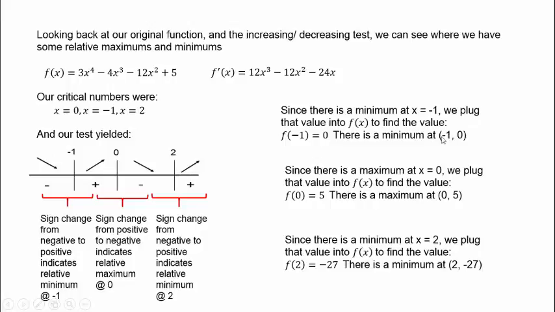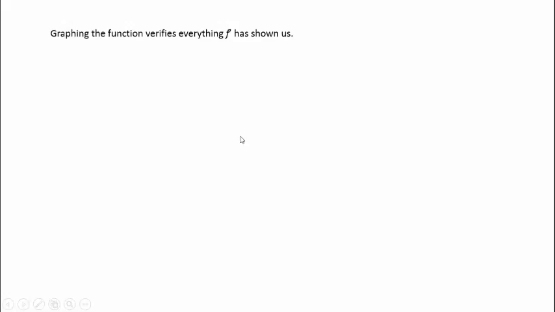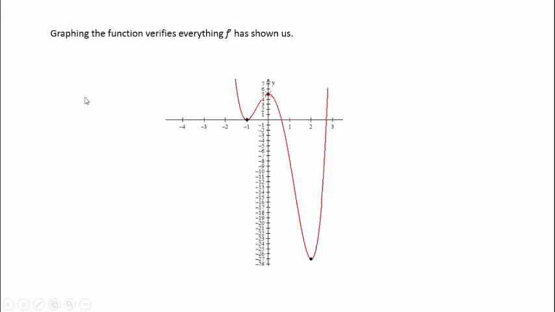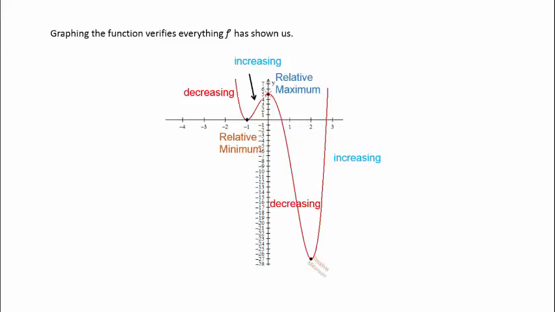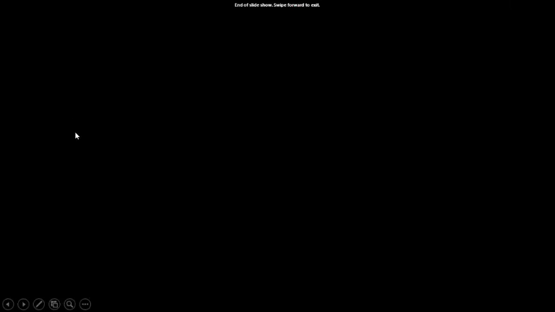If we were drawing this graph, we'd plot the points negative 1, 0, 0, 5, 2, negative 27, and we would then draw in our increasing and decreasing. And I went ahead and I verified everything that f prime of x has shown us. It's decreasing where it said it was decreasing. The graph is increasing where the first derivative test said it would. We have relative minimums and relative maximums exactly where they were supposed to be. So that is the first derivative test in a nutshell.